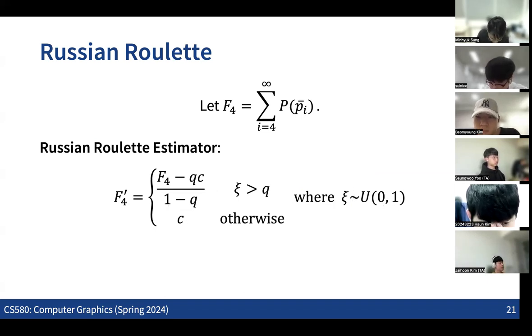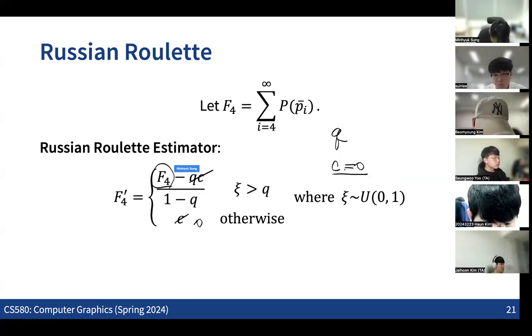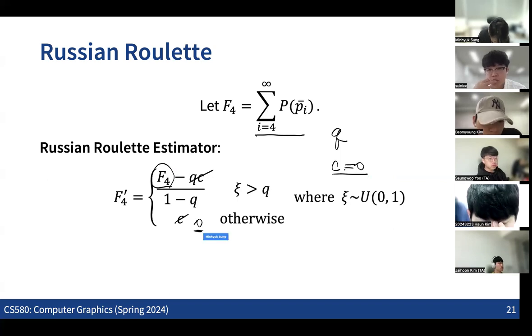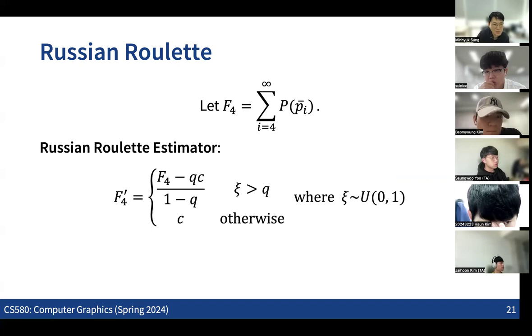So here you can see that we have two parameters, one is Q and the other one is C. If we make C to be 0, then these things are canceled out. Then when the random sample is greater than this threshold, we scale the estimator, which is computed based on this, right? Otherwise, we just return the value 0. So this is the new estimator.